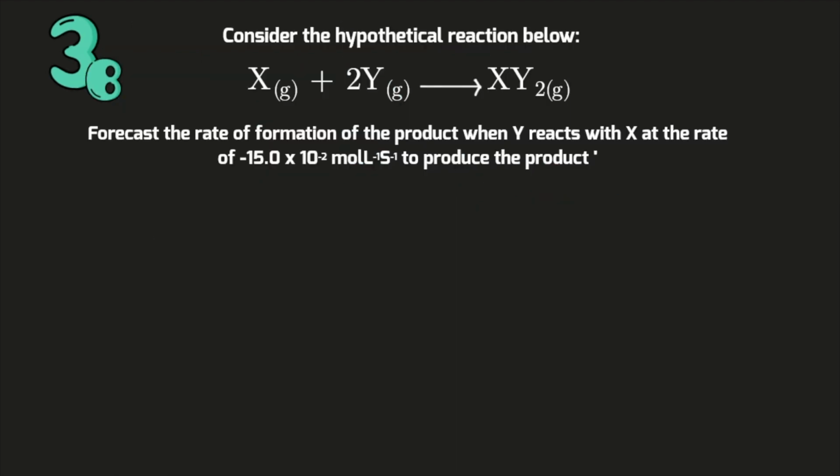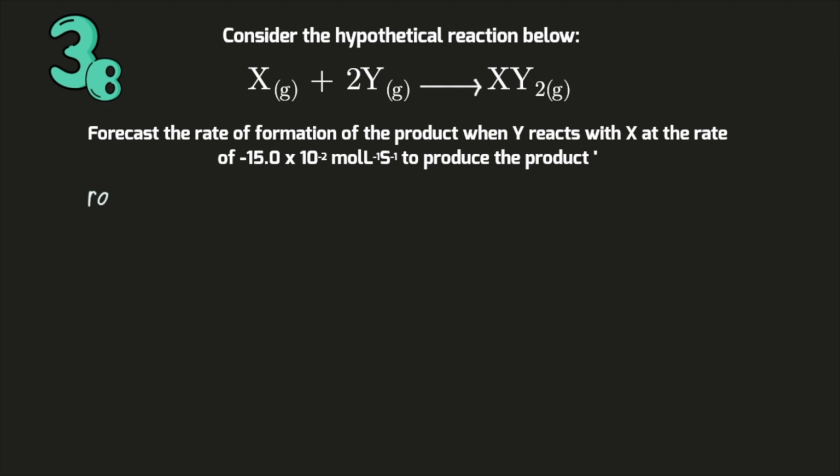Alright, we have now reached the final question for your test 1. Consider the hypothetical reaction below. Forecast the rate of formation of the product when Y reacts with X at the rate of negative 15.0 times 10 to the power of negative 2 mole per liter per second to produce the product. In order for you to answer this question, the first thing that you need to do is be able to write the rate expression.